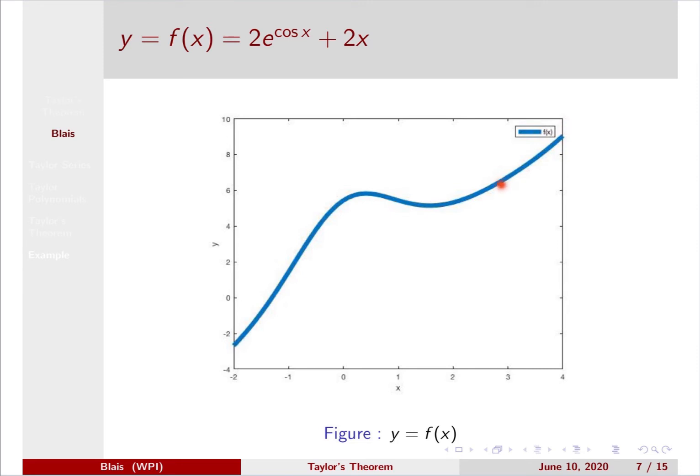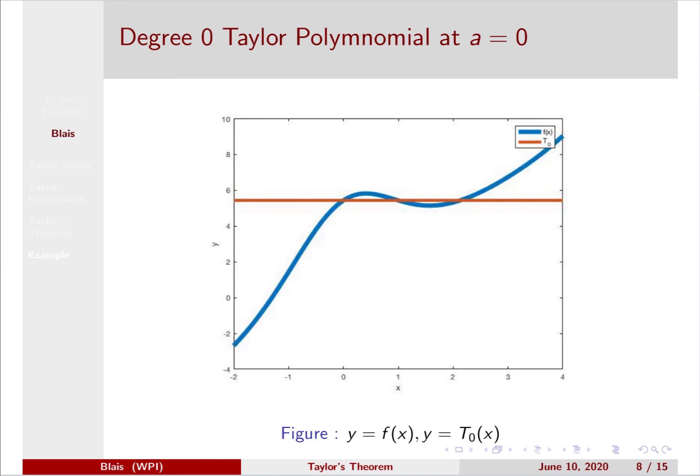So this is the graph of our original function. F of x is 2e to the cosine x plus 2x. And we see that if we think of this as being used to approximate the function near x equals 0, so think of using an interval, for example here say -1 to 1, at which 0 is the center. If we use the 0th order Taylor polynomial, we can see that near 0, this is a good approximation. If you really zoom in, it gets better.